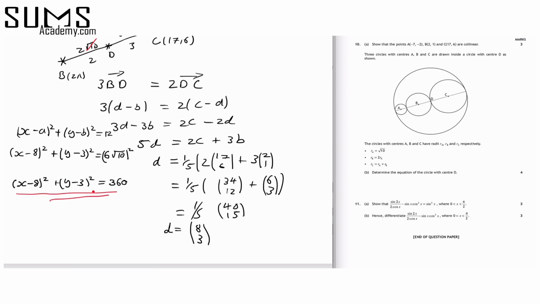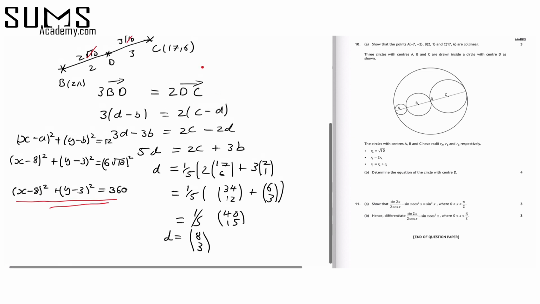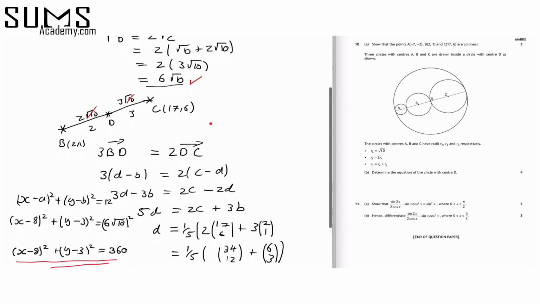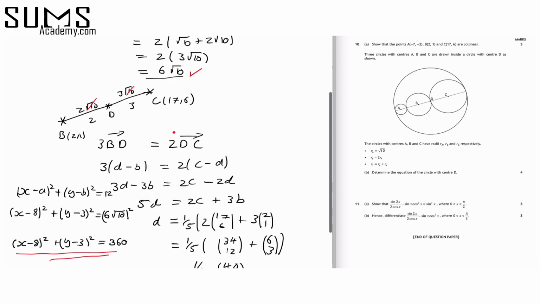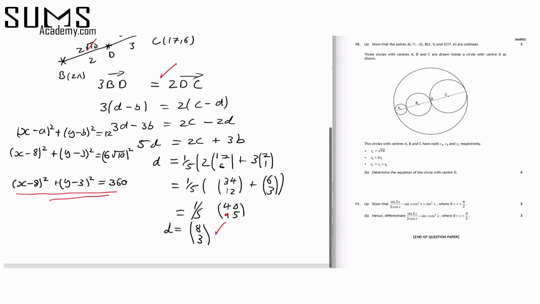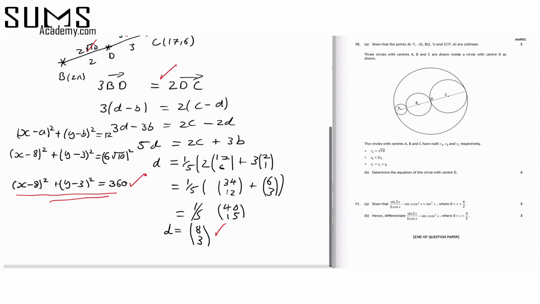So where did you get the marks for in this question? Well, you get 1 mark for working out the radius. You get a 2nd mark for determining this ratio. You get a 3rd mark for finding the center here. And you get your 4th mark for stating the equation of the circle.